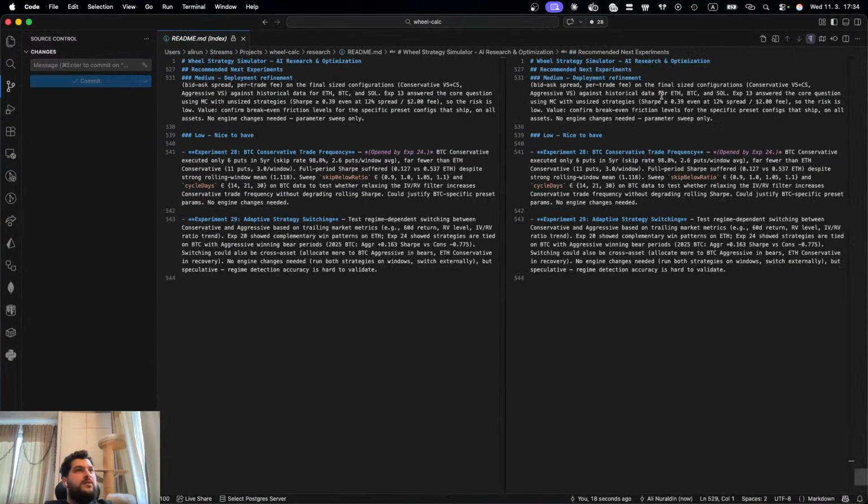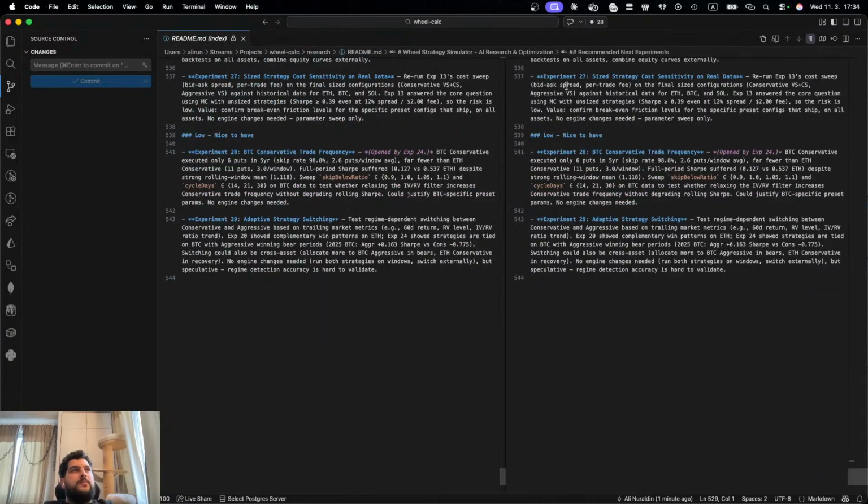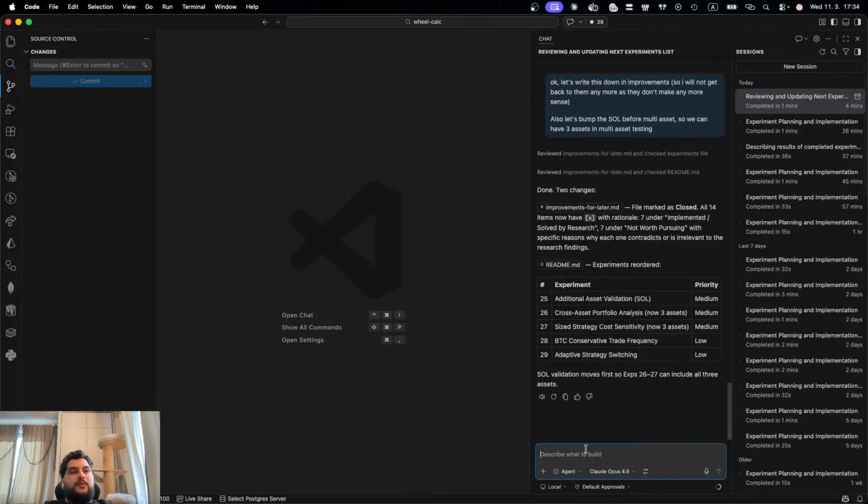AI here. Another question. Does it make sense to implement a profit rule?